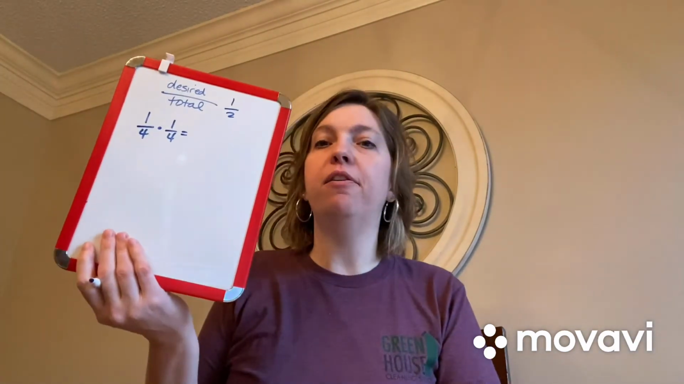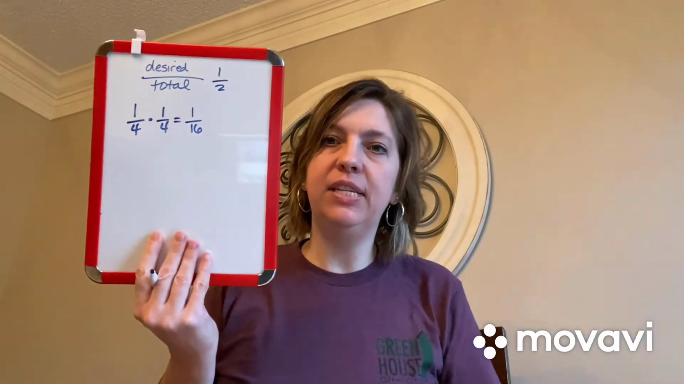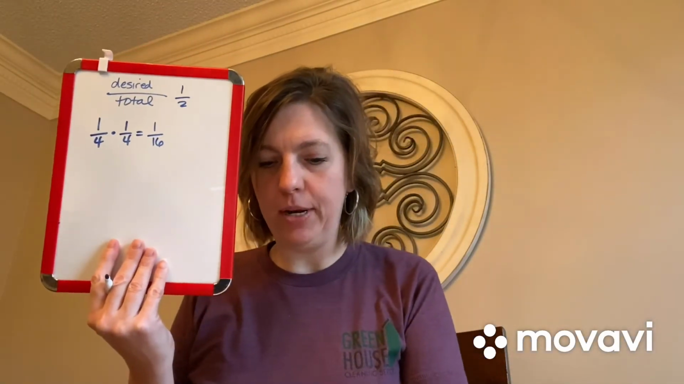Well, that's another 1 out of the 4, right? So those are 2 separate events. It doesn't matter what it lands on the first time as it lands on the second. And it's not like it can't land on 1 and then 1, right? So my answer would be 1 out of 16 is my total probability.